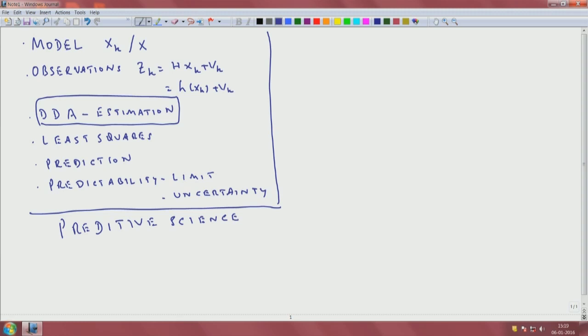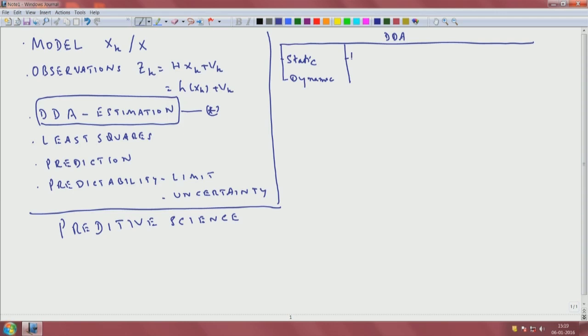So, predictive science is fundamental to many aspects of our human life, and within this predictive science we concentrated on this process, namely the estimation process. We confined our attention to the estimation process, but we classified our presentation across various topics. We talked about the model being static or dynamic.